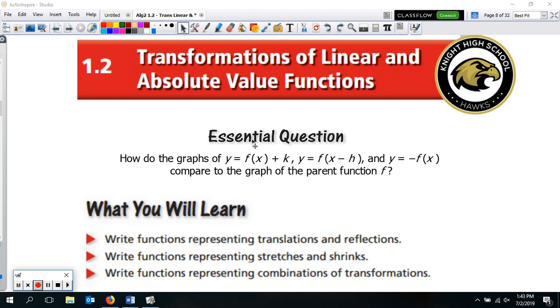There are four types of transformations. We talked about those on the last lesson as well. Here they are: translations, reflections, stretching, and shrinking. So that's the four different types of transformations we're going to be dealing with.